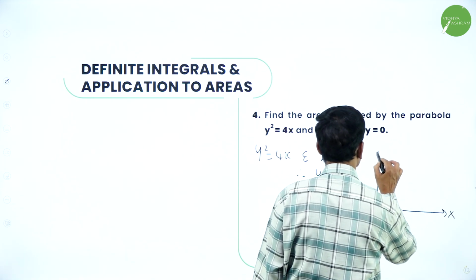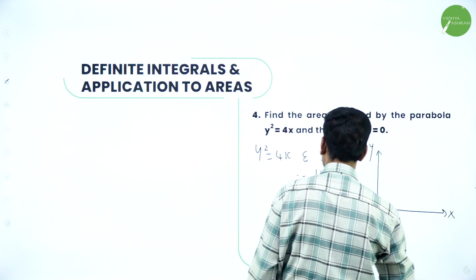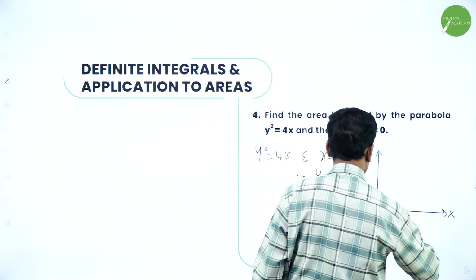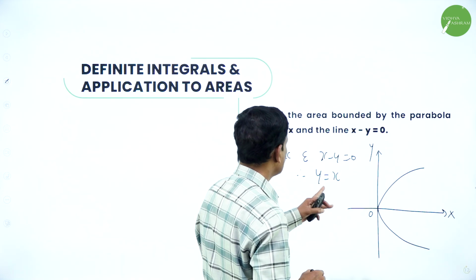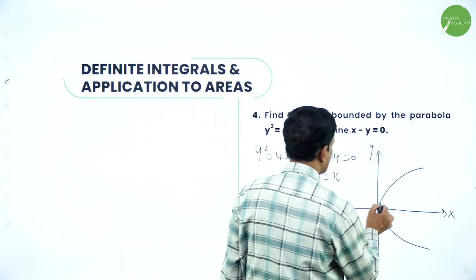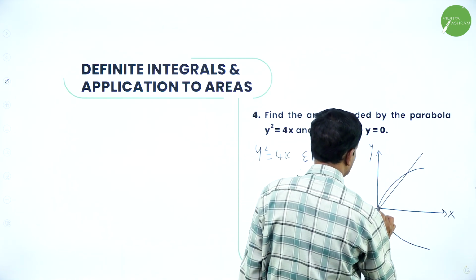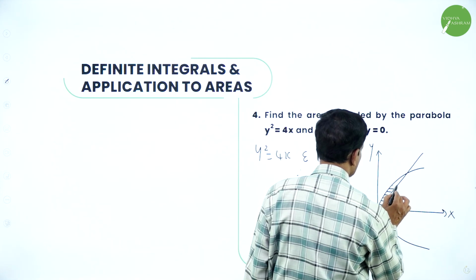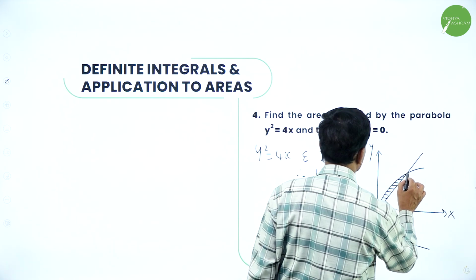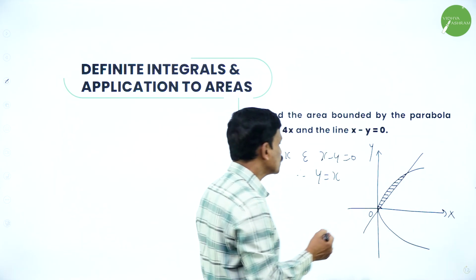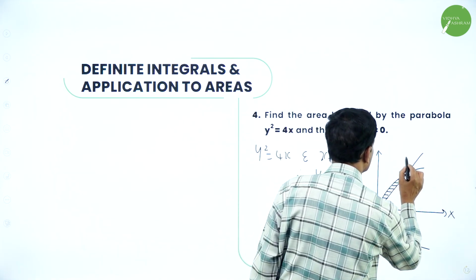X axis, y axis, origin. y square is equal to 4x is a parabola opening to the right side, and the line y is equal to x, this is a line. So what is required is to find the area of this portion. Now just find out the point of contact. What is this? Now here, just find out this point.